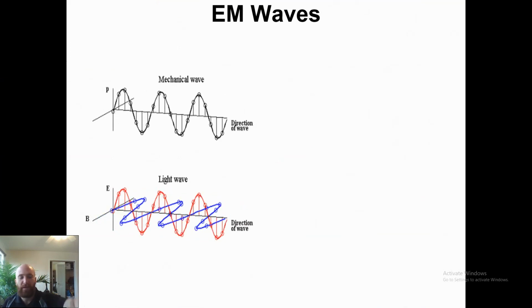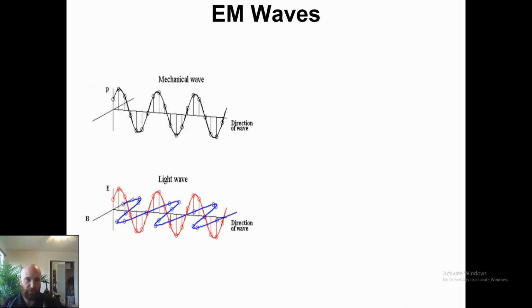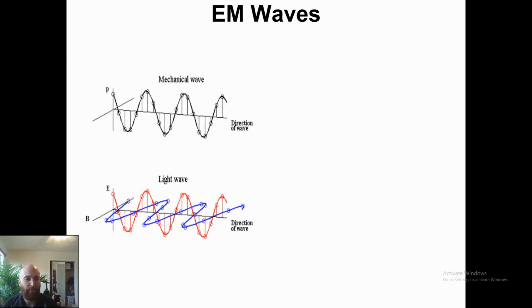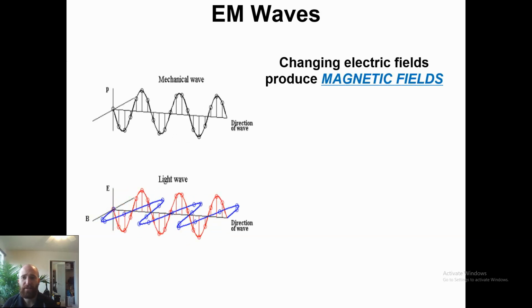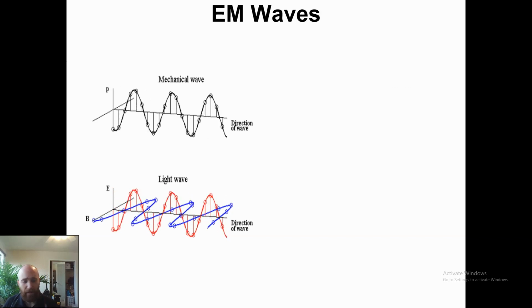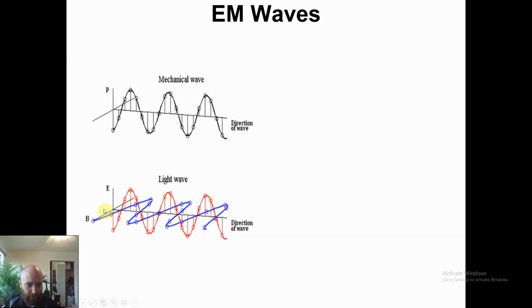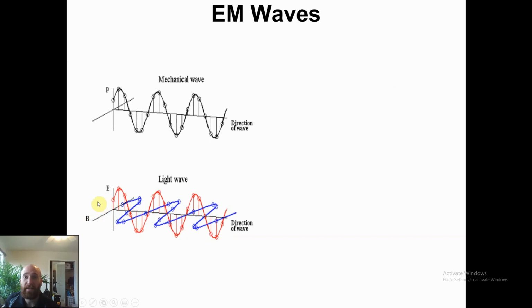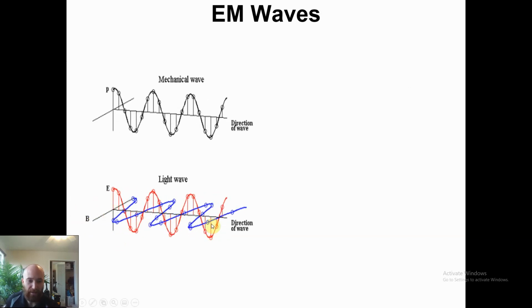On the top you have a mechanical wave, and you can see why we did that first. It's just a little bit simpler. It's just a transverse wave, it goes up and down. Cool. And electromagnetic waves are a whole different sort of thing. It's an electric field that goes up and down, and then a magnetic field that wiggles side to side, or perpendicular to that, as it moves forwards.